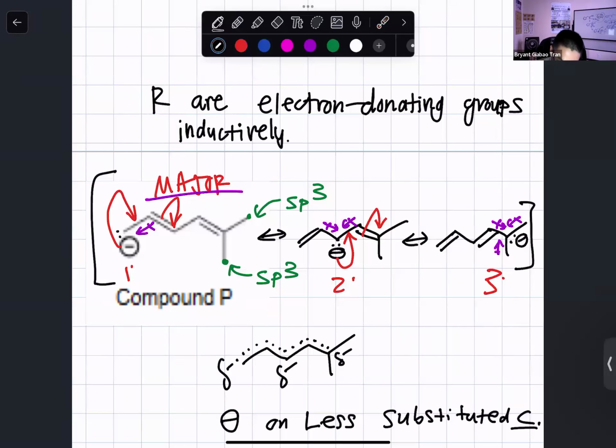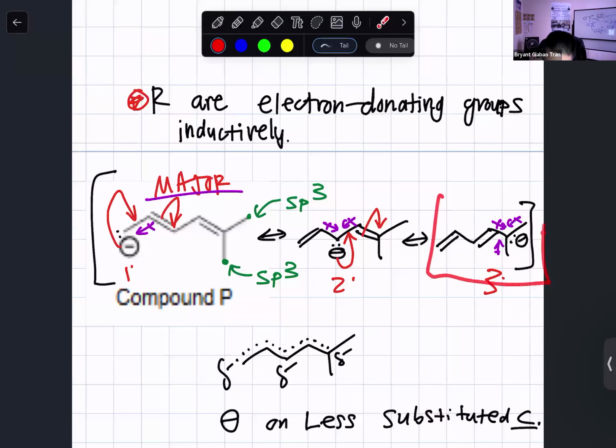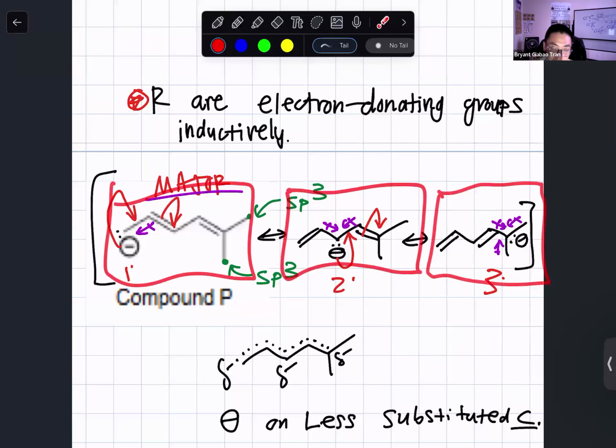This is the important factor you need to know here. Hydrocarbons, or the carbons or R groups, are donating electrons inductively. That's an important thing you need to know about this concept. Right. So can we assume, since we have to draw the resonance structures, that the last one will be considered the most unstable? This last one would be the most unstable. That's right. This one will be the most stable, and this is in the middle, intermediate.